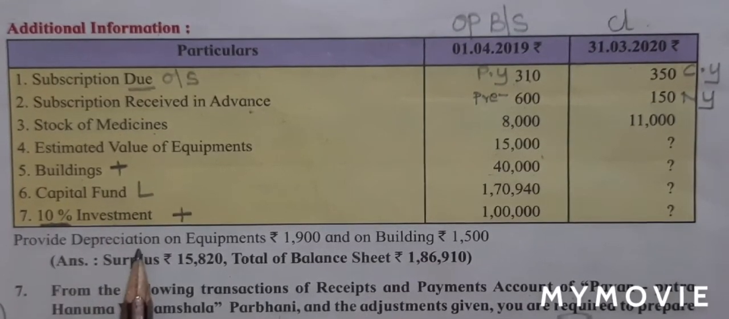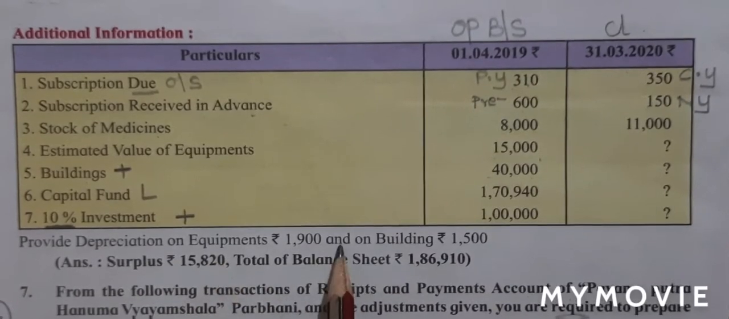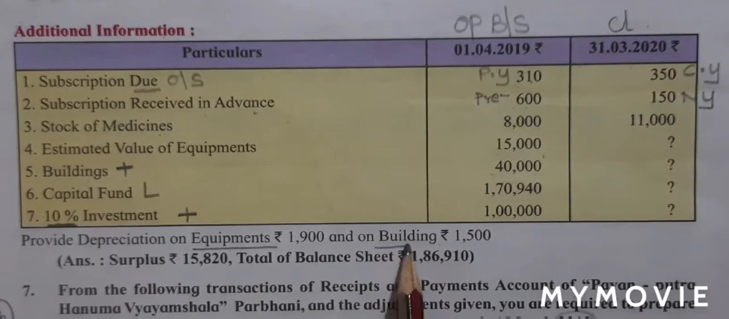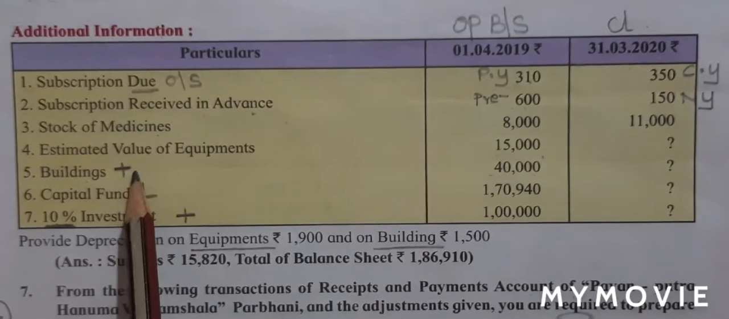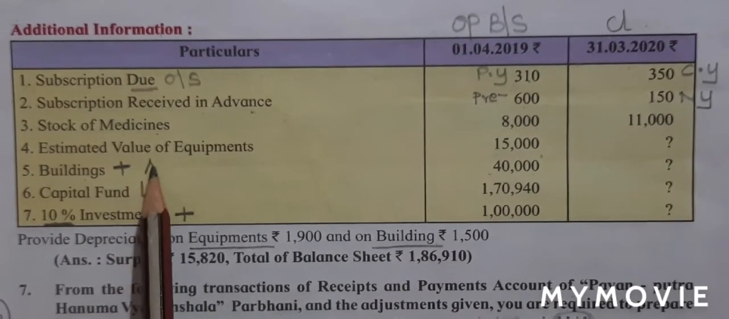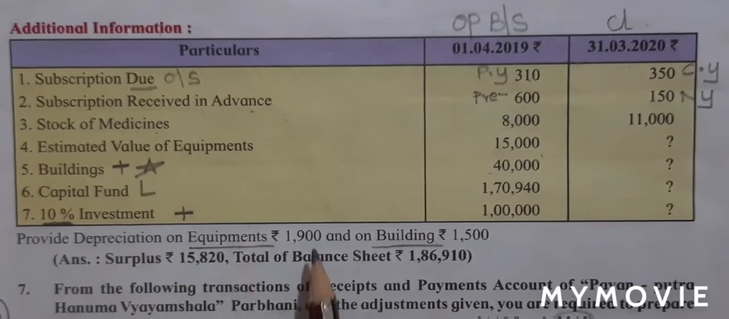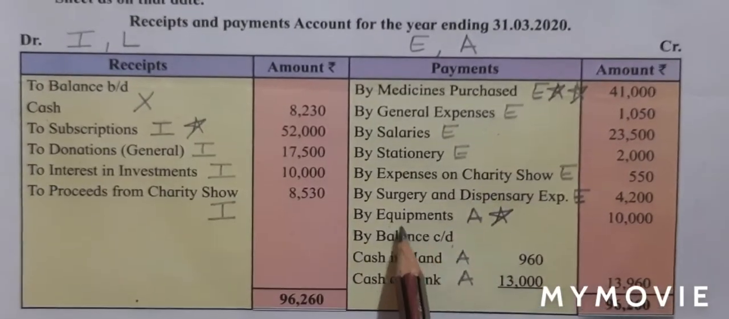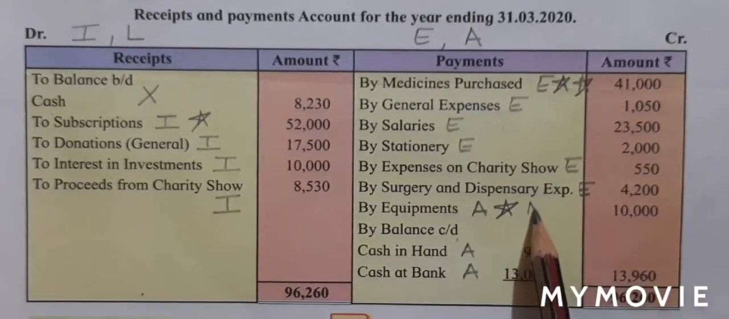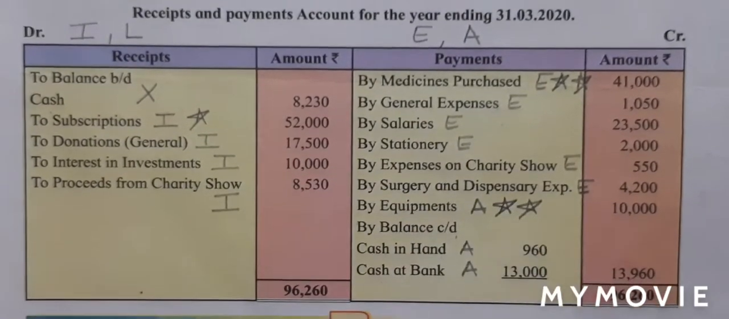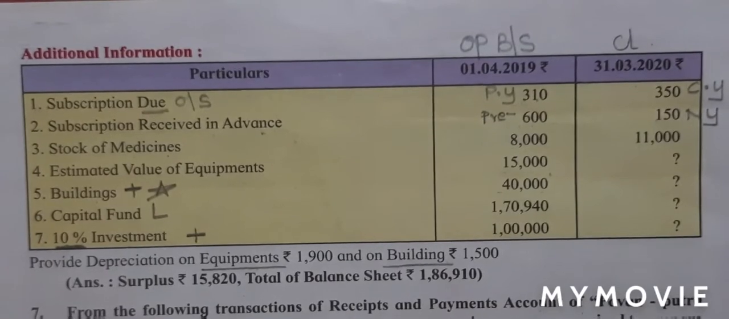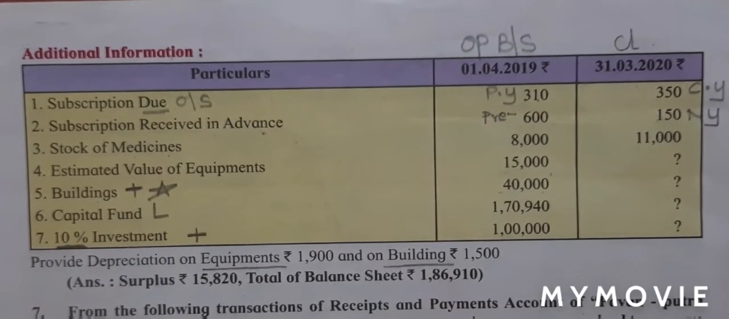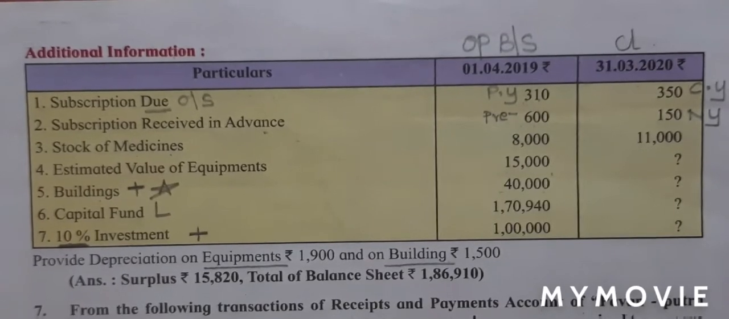Next is provide depreciation on equipment and on building. So I have to mark star for equipment and for building. I have building here itself, so I will mark star for building, and for equipment I will mark star. On the payment side I have equipment, so I will mark star for equipment. With this, students, we have completed step number 2, reading our adjustments and marking star in our receipts and payment.